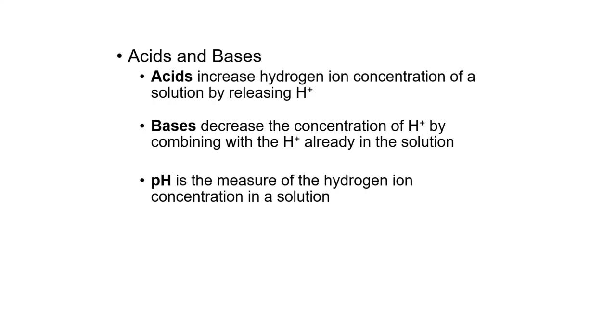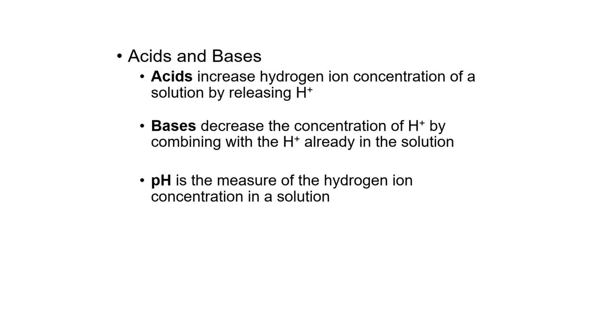We need to talk about what the difference is between an acid and a base and the pH scale. Acids increase the hydrogen ion concentration of a solution by releasing H positives, hydrogen atoms. Bases decrease the concentration of H by combining with the H already in the solution.